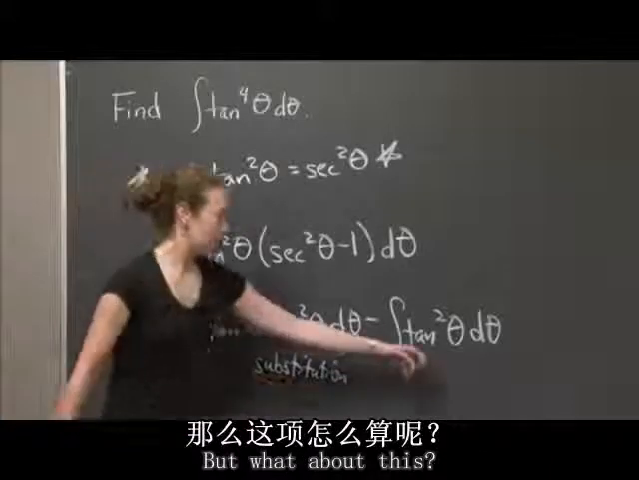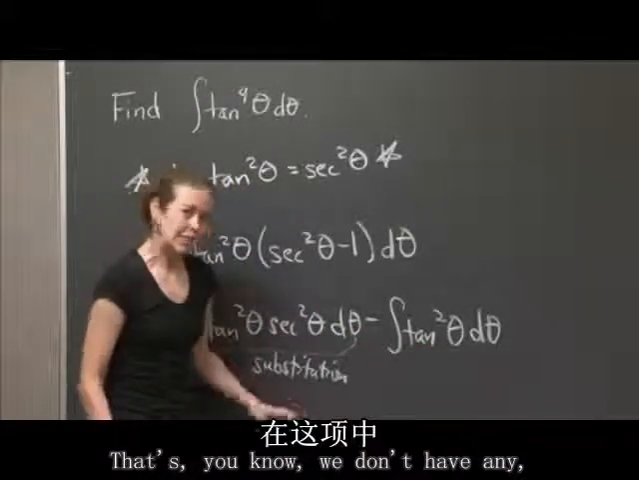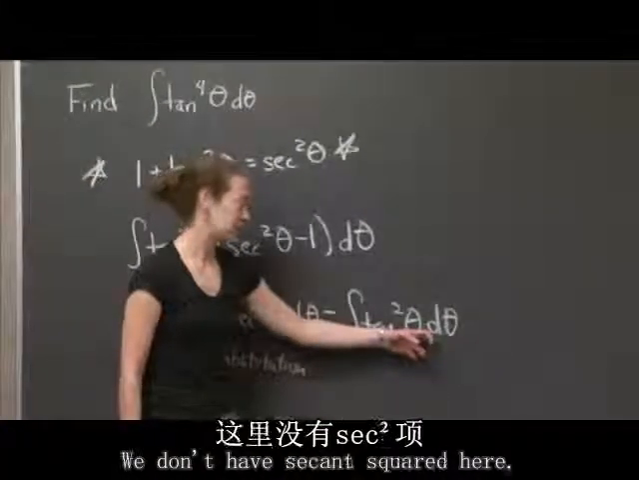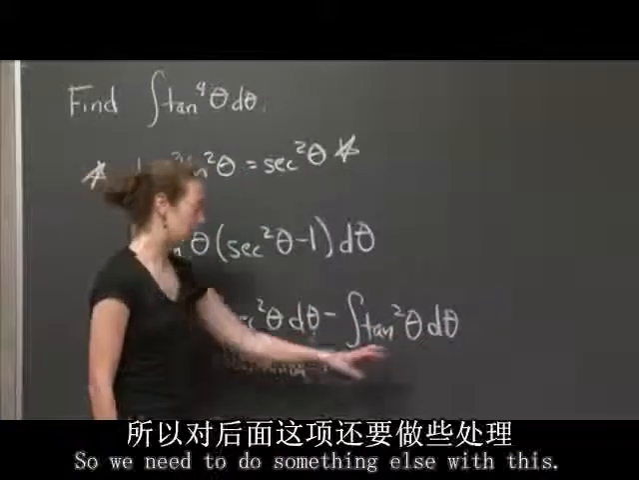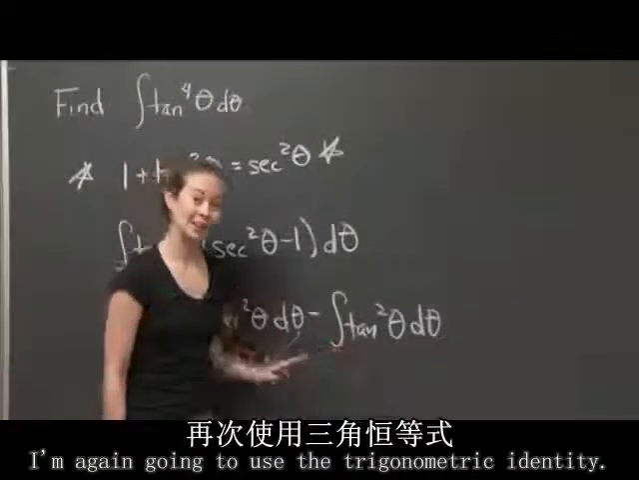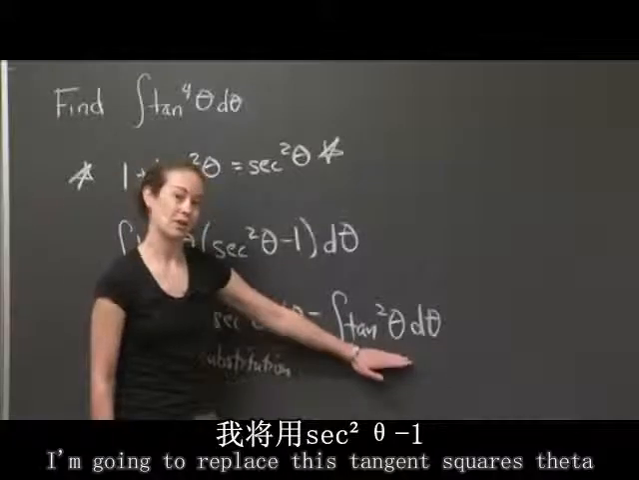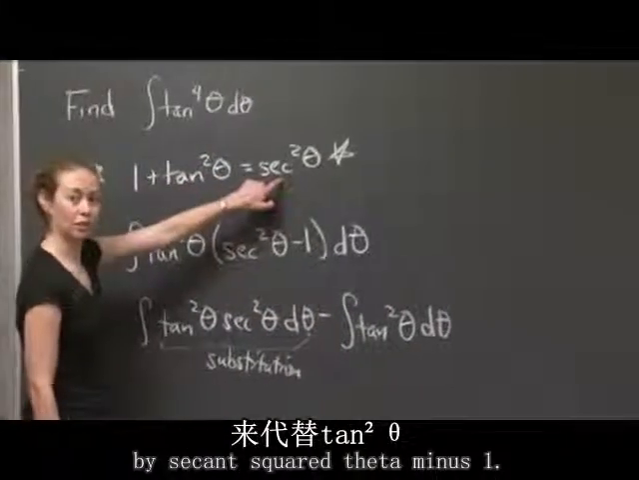But what about this? Now I have tan squared theta d theta. We don't have a secant squared here, which would make it obviously nice. That's what we had here. So we need to do something else with this. What I'm going to do is again use the trigonometric identity. I'm going to replace this tangent squared theta by secant squared theta minus 1.